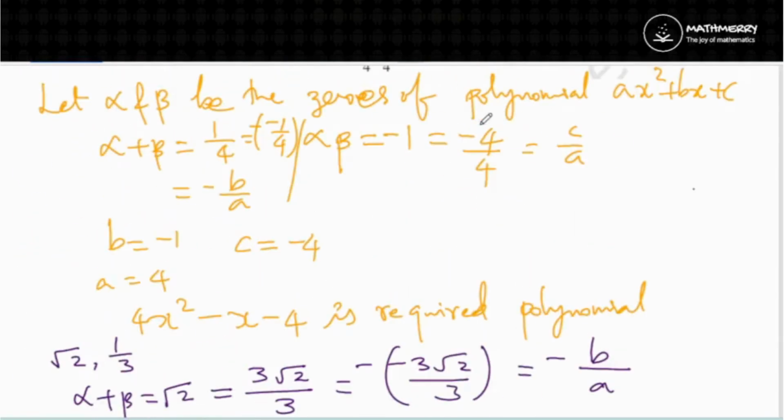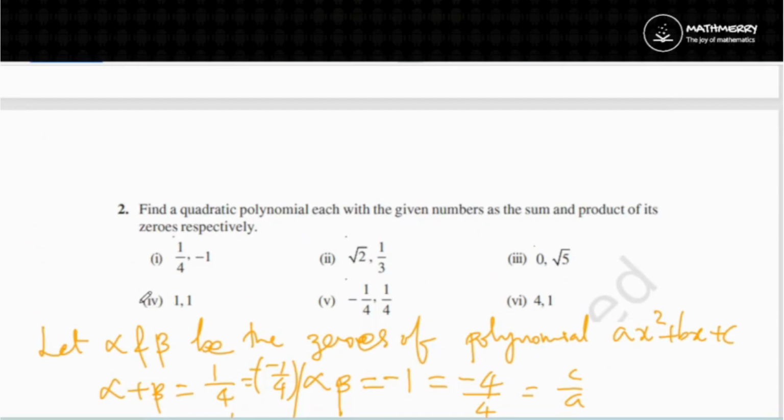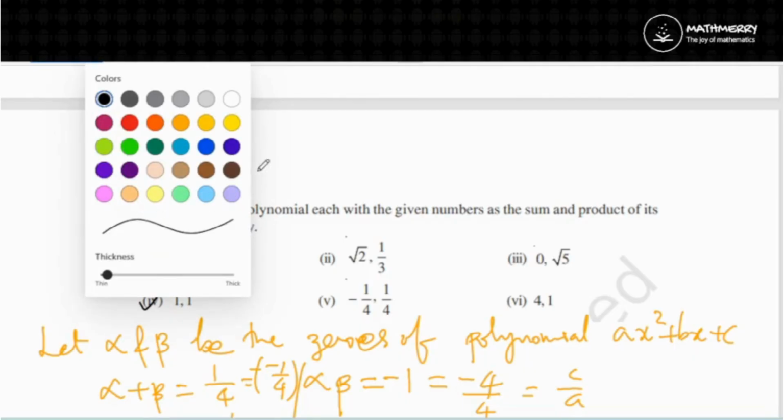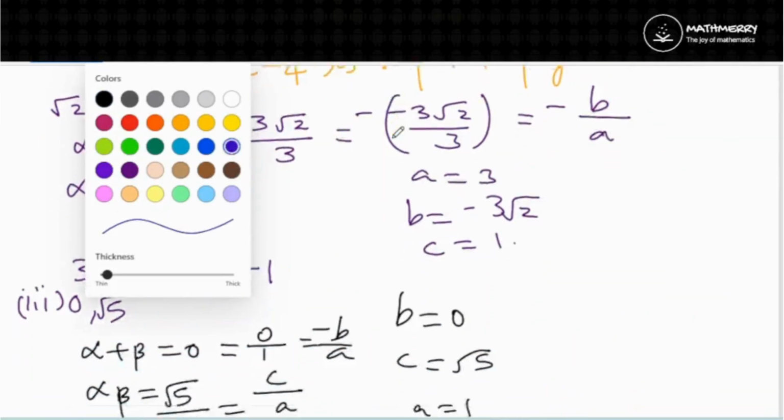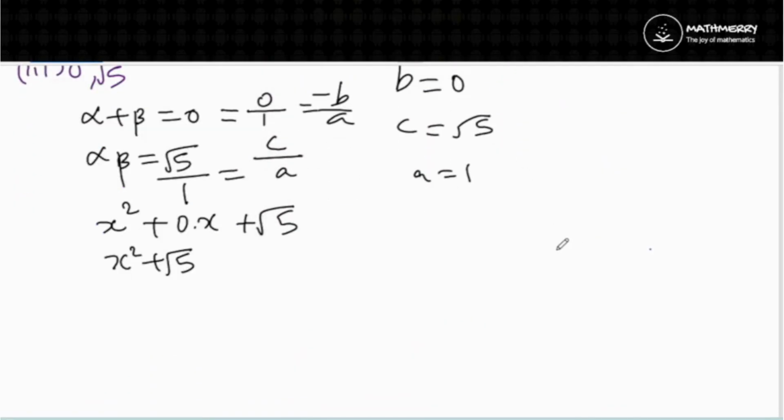Now moving to the fourth question. So for the fourth question we have 1 and 1 as the sum and the product of the zeros. So let alpha and beta be the zeros of the polynomial ax square plus bx plus c is equal to 0. Then you can write this step that alpha plus beta is equal to 1 and alpha into beta is equal to 1.